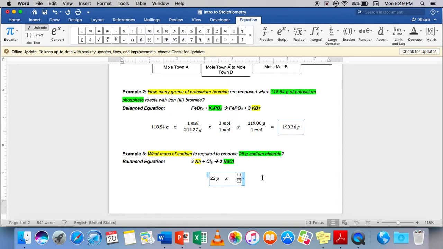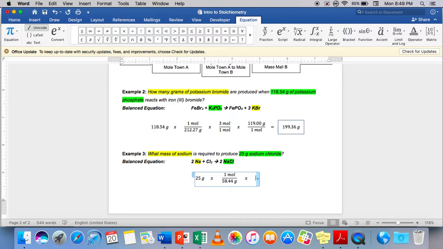I need to put 1 mole on top according to my mole map and the molar mass of sodium chloride. That is my green. That is what I'm starting with. So I looked at my periodic table and I found Na and Cl, added it together, and it was 58.44 grams. I'm going to do my next step.